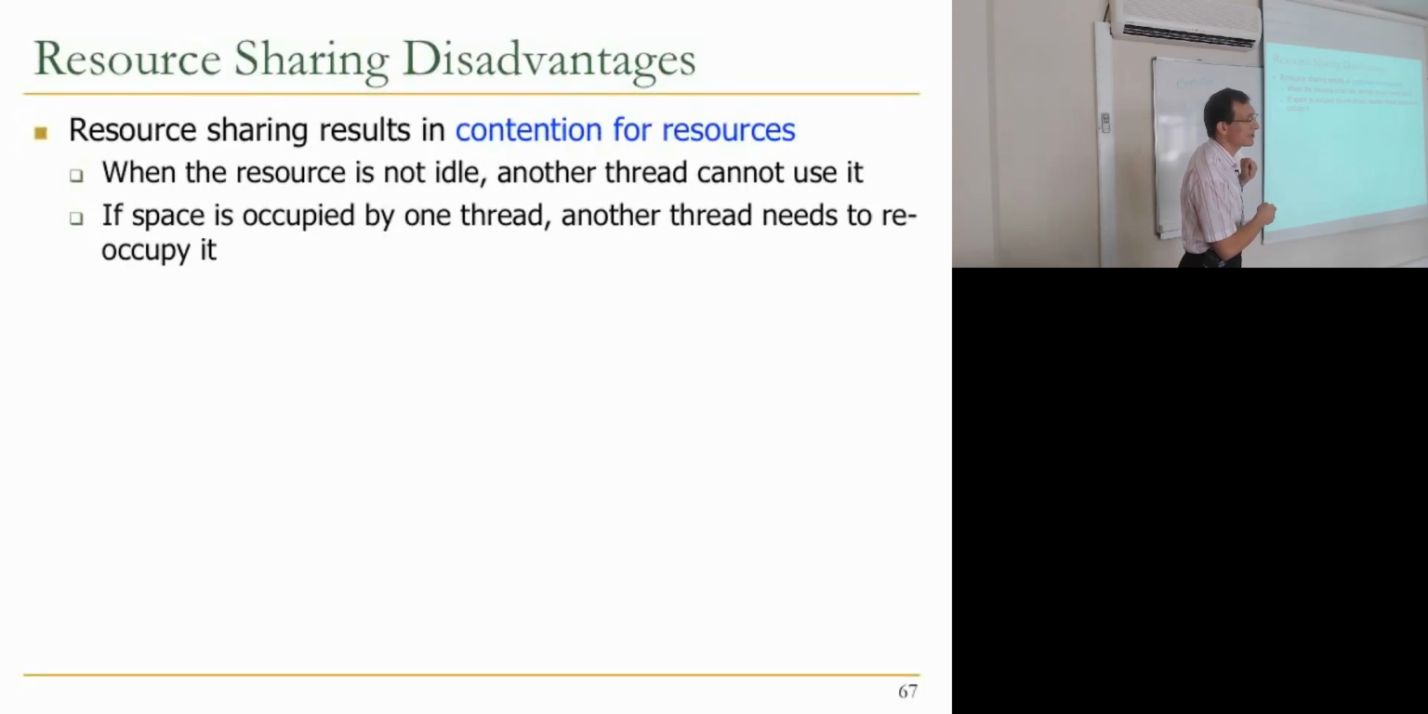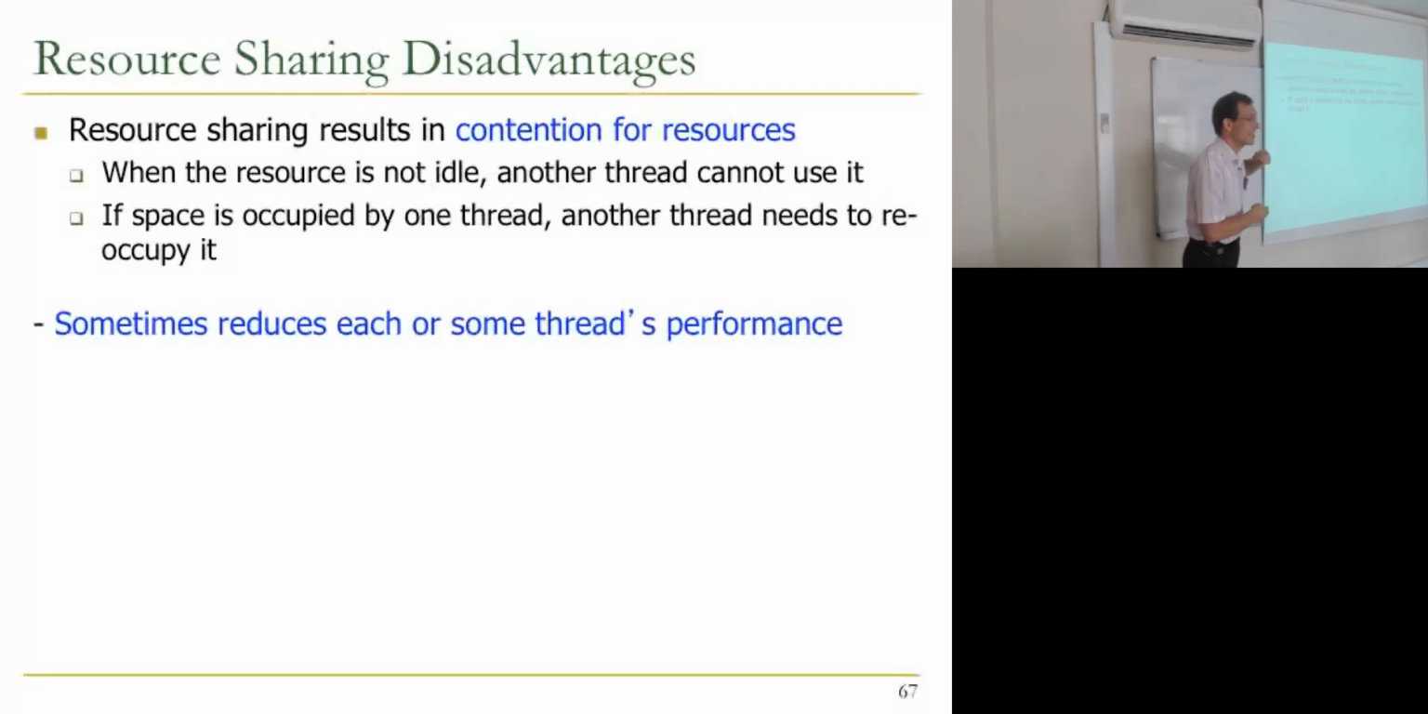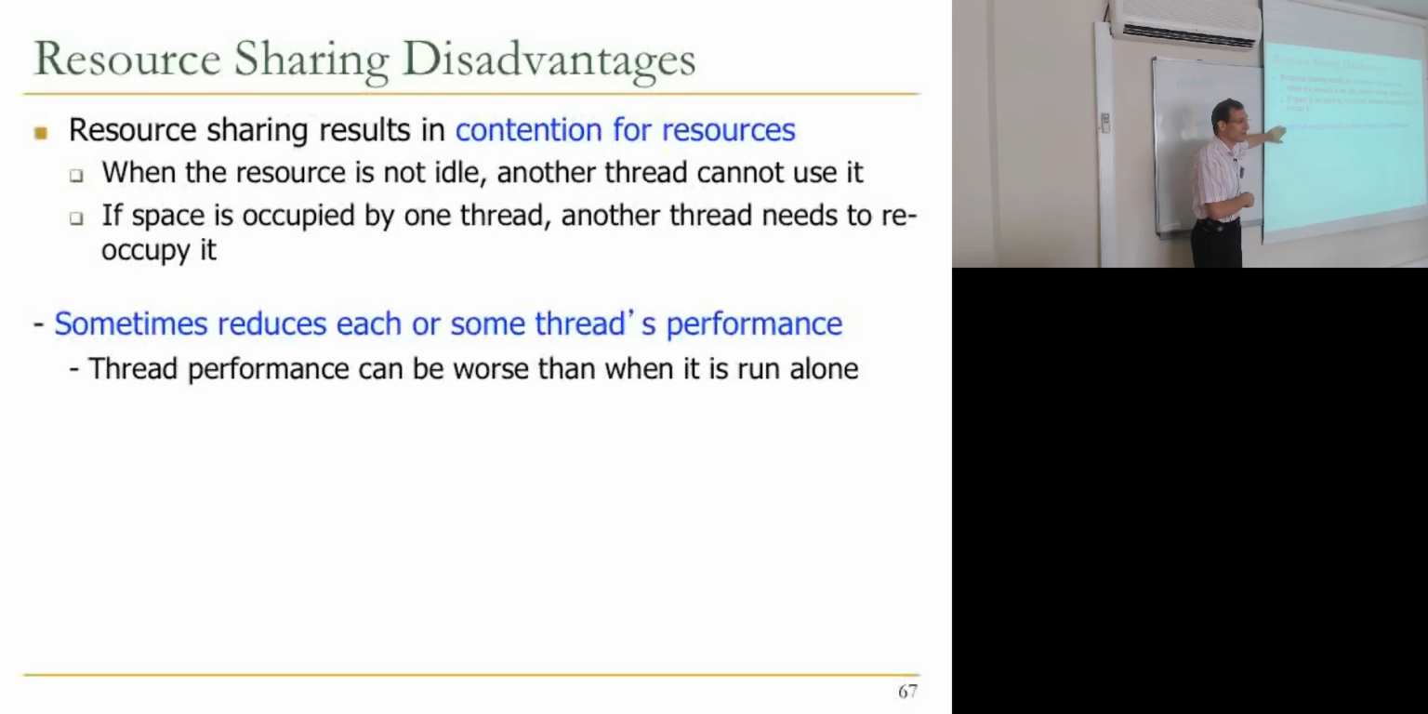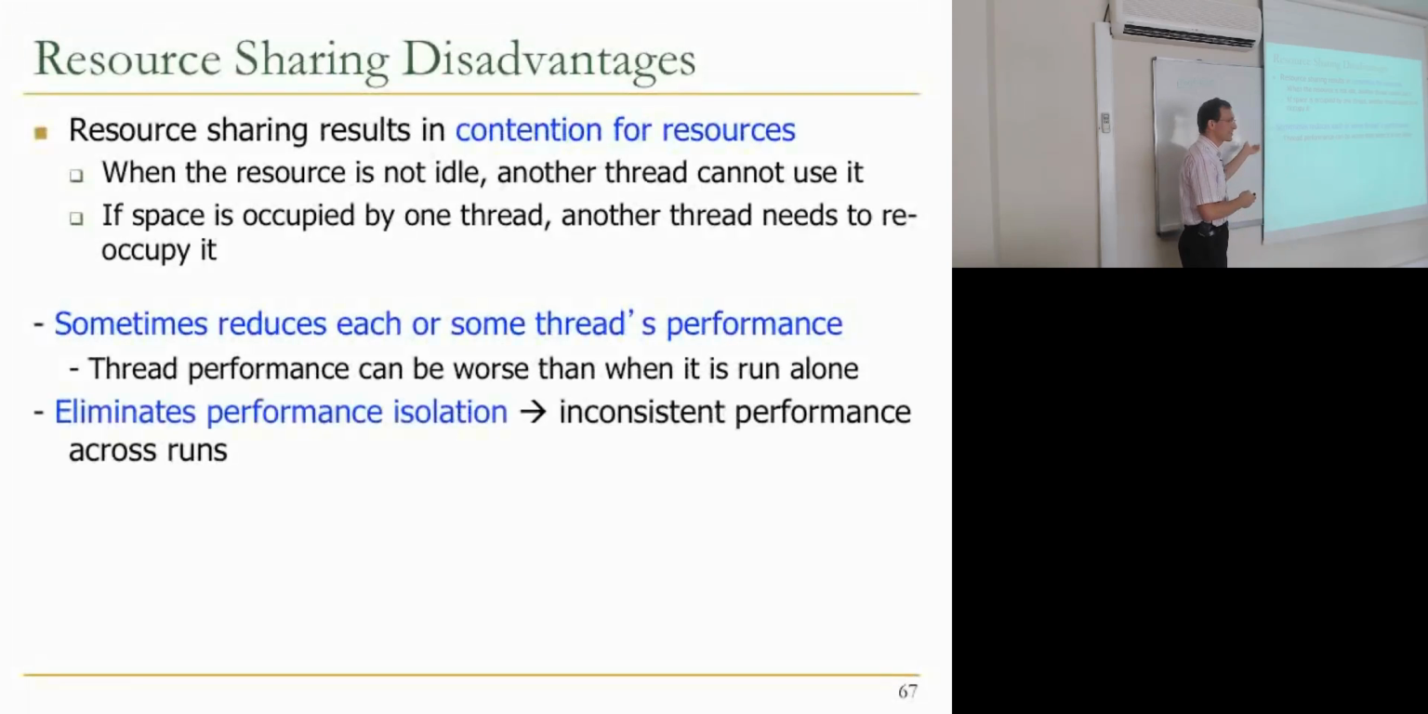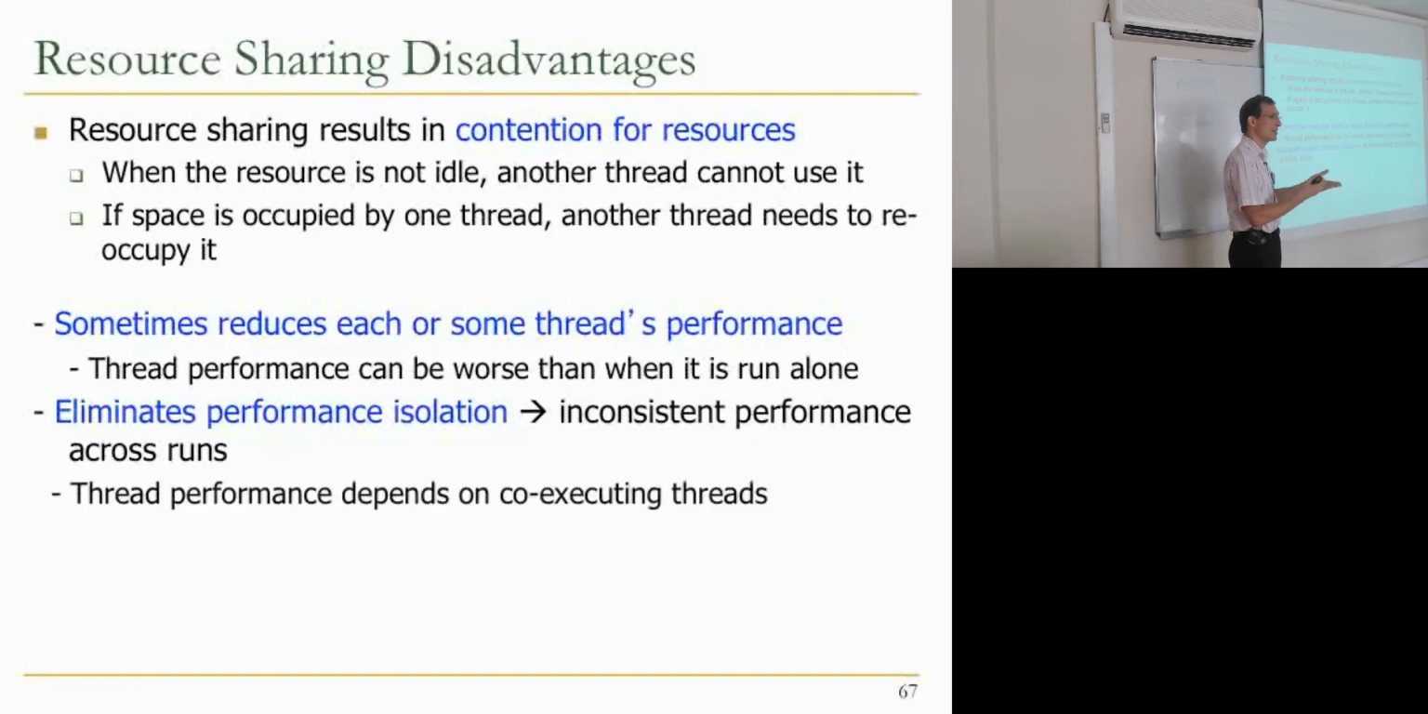It results in contention for resources. When the resource is not idle, another thread cannot use it. That's the problem. If space is occupied by one thread, another thread needs to reoccupy it in a cache, for example. As a result, this sometimes reduces each thread's or some thread's performance, and thread performance can actually be worse than when it's run alone on the same system. And we'll see a lot of examples of this. Sharing the resource eliminates performance isolation. You can get inconsistent performance across different runs of the same application because it may be sharing resources with different threads at different times and there may be different interactions.